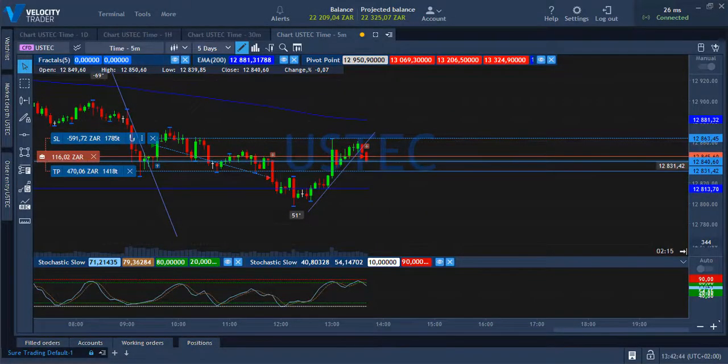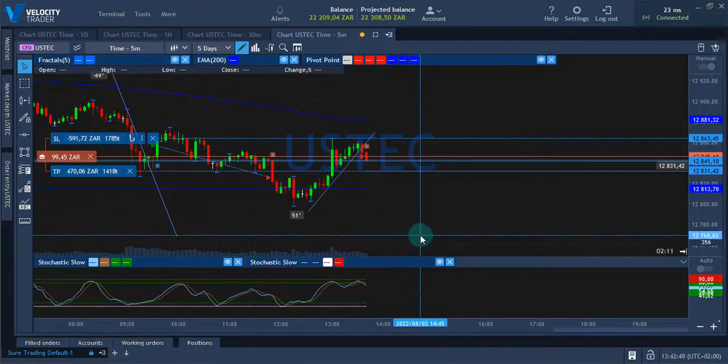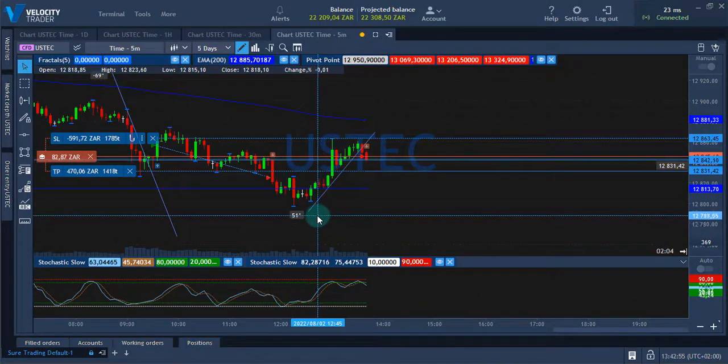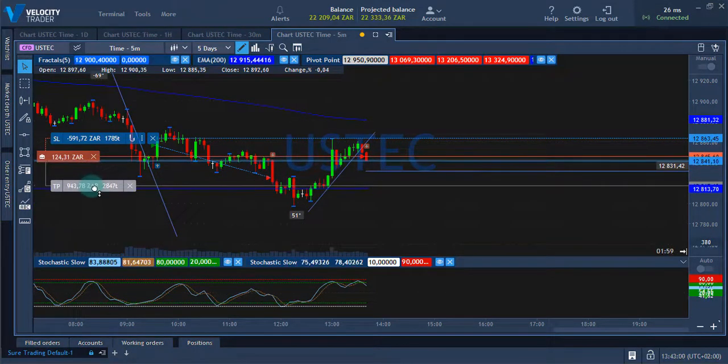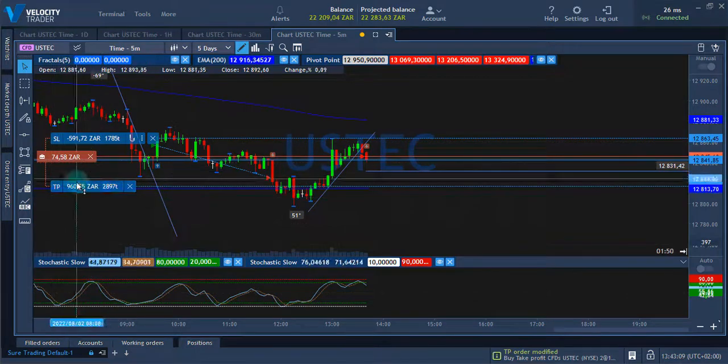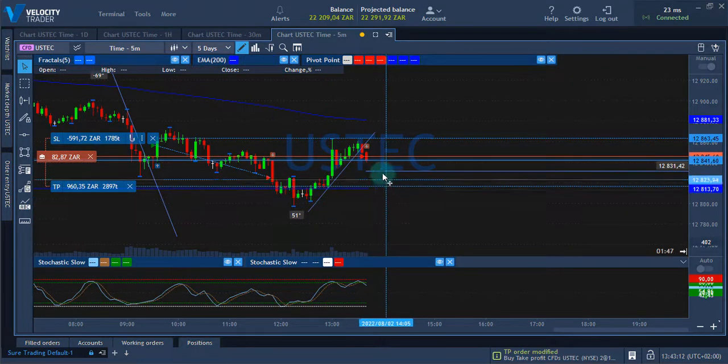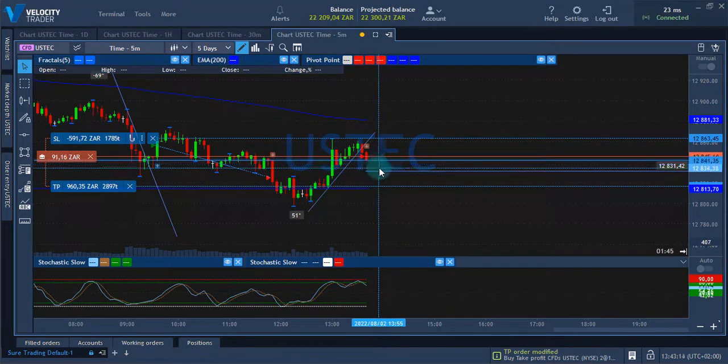Okay, it's just about a minute later after the previous clip. The momentum downward seems to be quite strong at the moment. So what I'm actually going to do is move my take profit down to these levels over here, which coincide with the pivot point. So that would give us 960 Rand profit. And just keep an eye on it and see if the momentum remains strong downwards.